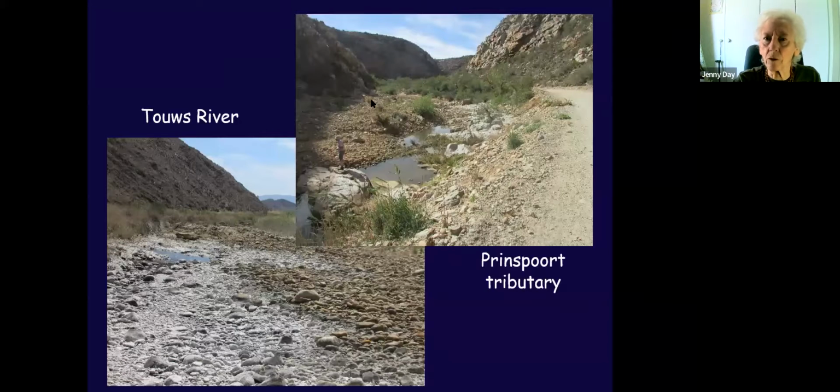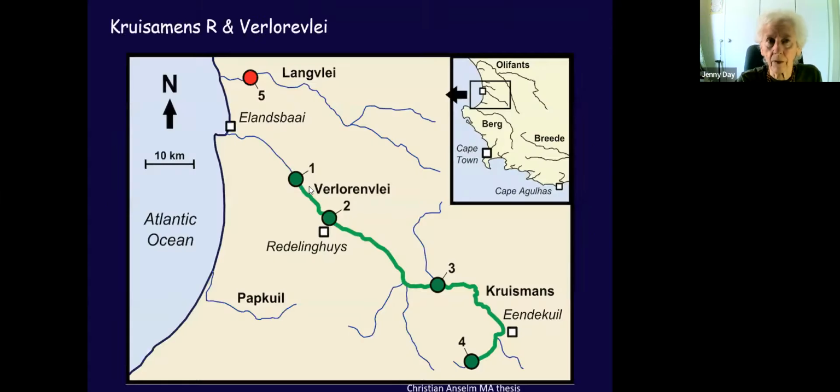Upstream is a small tributary called the Prinspoort tributary, a much narrower bed, but with a couple of pools, at least one of which is perennial. And I'll show you a photograph of a chap who collects water from there every day for his animals in a moment.